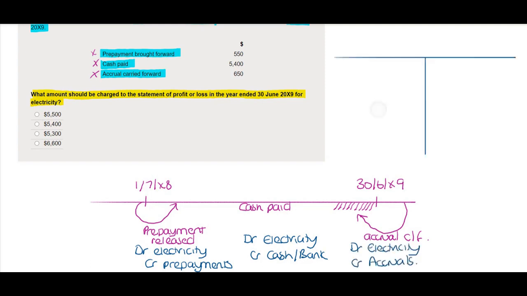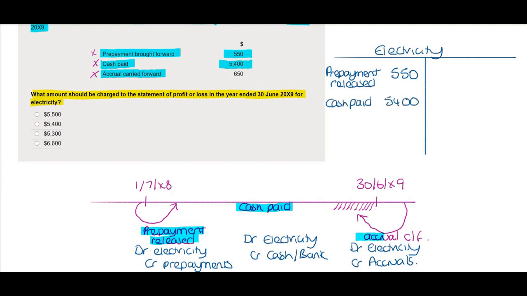We can view these transactions in our electricity ledger account. Firstly, with the prepayment that was released, we said we would debit electricity with the $550. We then said that the cash paid would be included, and we would debit electricity again, this time with the $5,400. Finally, we would include the accrual for the end of the financial year, and we would include the $650 on the debit side. With all of our figures on the debit side, that total will come to $6,600.